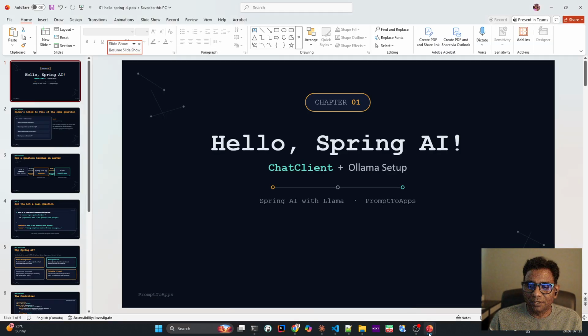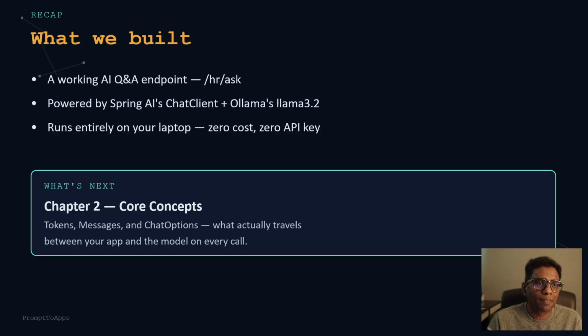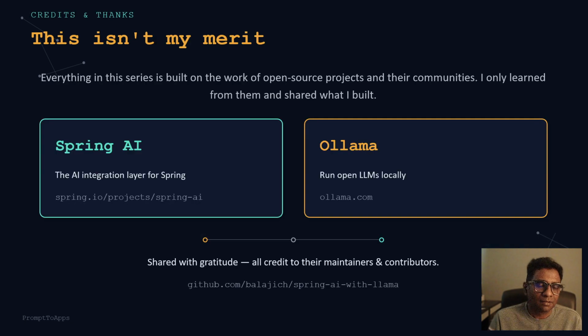As usual, what we built is a REST endpoint where Java communicates with the Llama model. Everything runs on your laptop. There is no need to call an external LLM. In the next chapter, we are going to cover tokens, tokenizer, chat options in detail, and the protocols involved here, so how Java is communicating with the Llama model.